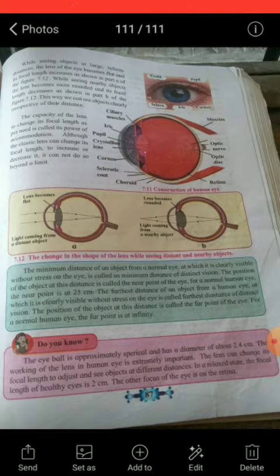The lens provides small adjustment of the focal length to focus the image. This lens creates a real and inverted image of an object on the screen inside the eye. This screen is made up of light sensitive cells and is called the retina. You can see the retina in the diagram.